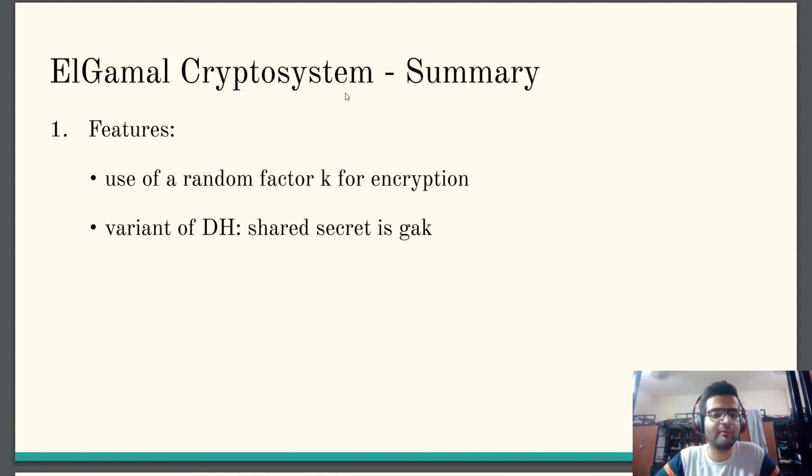So now let's talk about the summary of the ElGamal cryptosystem. First, the features. The features of the ElGamal cryptosystem are the use of a random factor k for encryption. Since we are choosing a random factor k, it is very hard to guess this number, and it is a very foolproof plan. Second, it is a variant of the DH shared secret key.